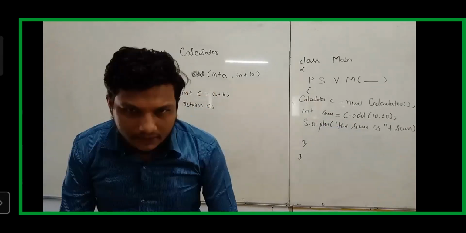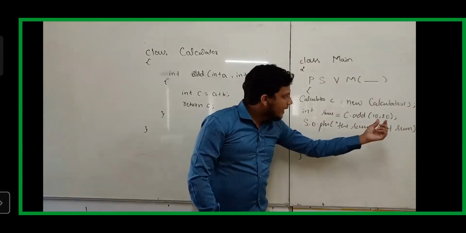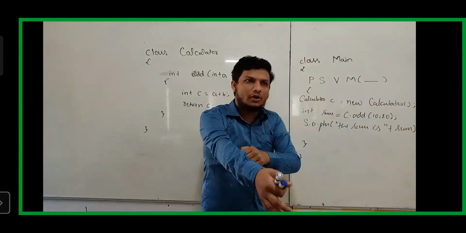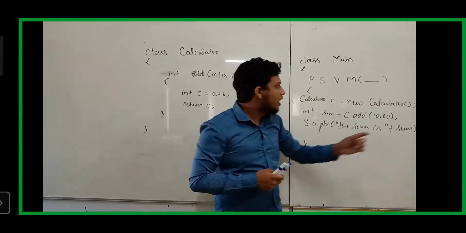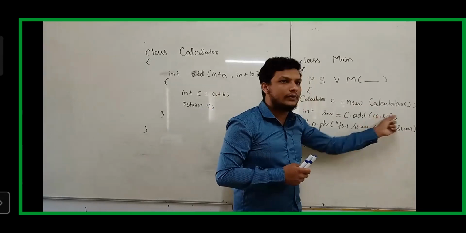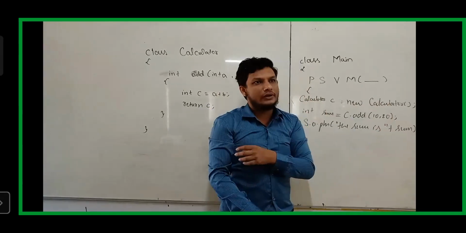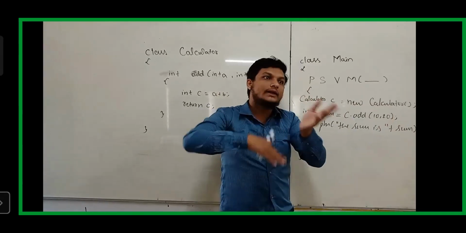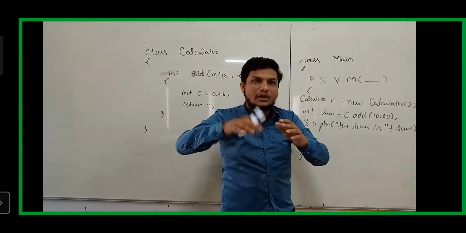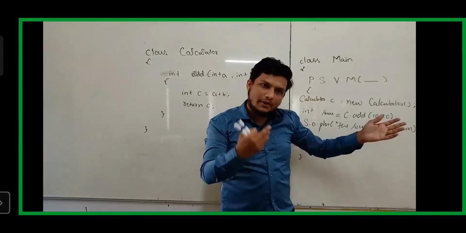Why? Because here only values 10 and 20 go. I have fixed it. Yes or no? If I remove this 10 and give 20, 20, next time the output will come as 40. Means the same program, without making any changes, you keep on running, the output will be 40, 40, 40 only, right?